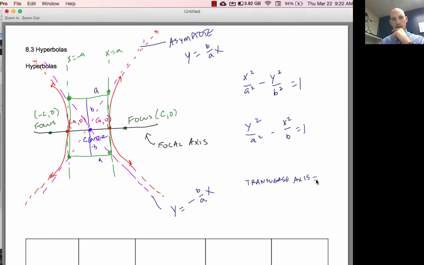Transverse axis is vertex to vertex. And my conjugate axis is 2b, like the length of 2b, and it's perpendicular to transverse. It doesn't touch the hyperbola at all.